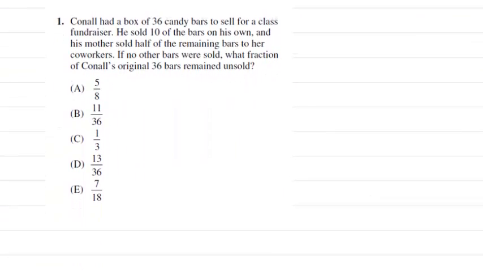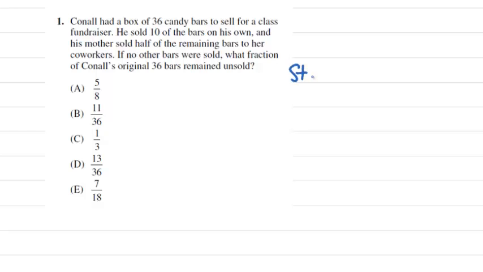Here's a problem from College Board's 2007 practice test. Connell had a box of 36 candy bars to sell for a class fundraiser. He sold 10 of the bars on his own, and his mother sold half of the remaining bars to her co-workers. No other bars were sold. What fraction of Connell's original 36 bars remain unsold?